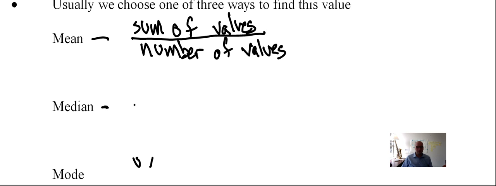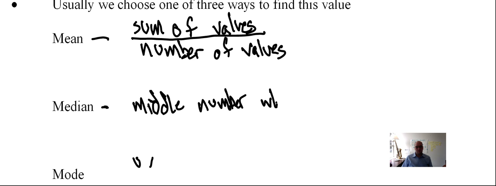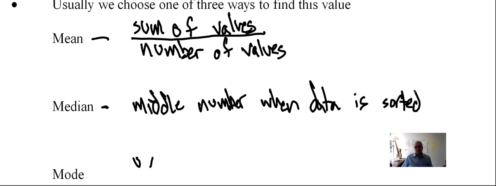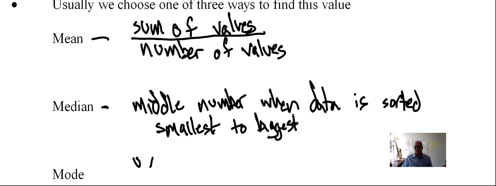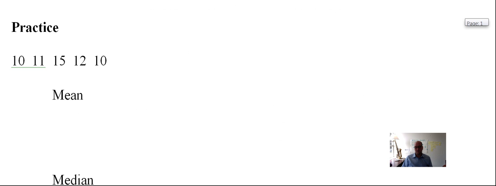So the next one is the median. The median is the middle number, if we sort all the data from smallest to biggest. So the middle number when the data is sorted, smallest to biggest, right? We just find the one that's right smack dab in the middle. If there isn't one in the middle, like say we have an even number of values, then we just take the mean of the two in the middle. So that's all there is to it. We'll get some exercise doing this in just a second.